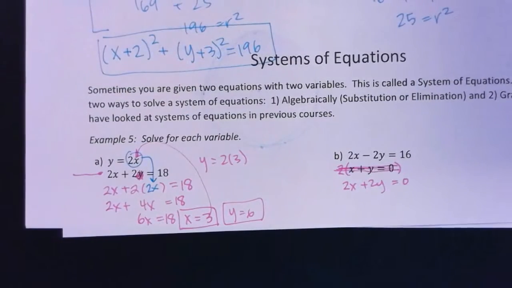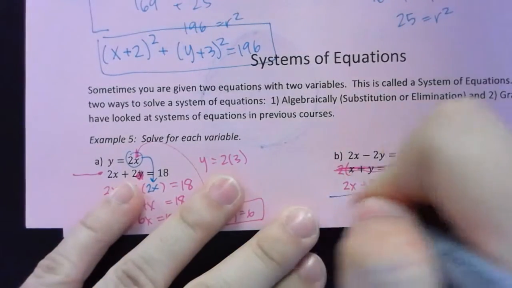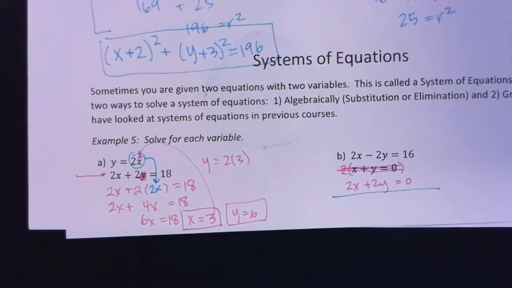This is elimination because I'm going to completely eliminate one variable. If I were to add those 2 rows together, what would happen?